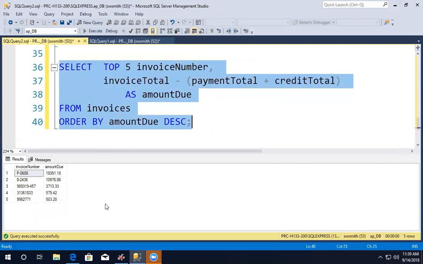So show me the top 3. I can say top 3, top 10. I can also say top 10%. I put a percent after it and it'll work.